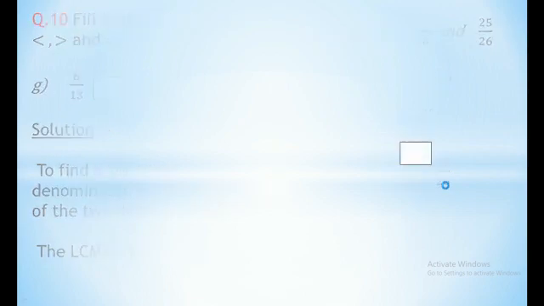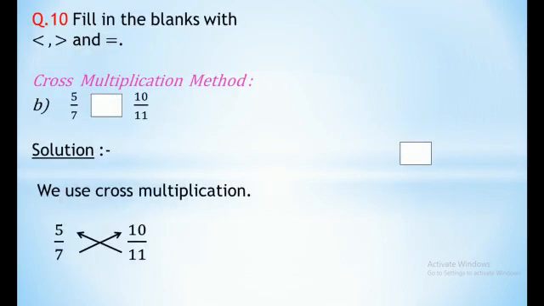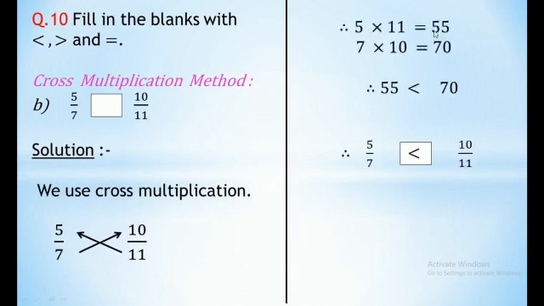Okay. Now we will move to another method for comparing numbers, that is the cross multiplication method. Here we have two fractions, 5 by 7 and 10 by 11. We will do cross multiplication. That means we will multiply 5 with 11 and we will multiply 7 with 10. See this, I showed cross multiplication here. Here 5 11s are 55 and 7 multiplied by 10 is equal to 70. By comparing 55 and 70, we get that 55 is less than 70. If 55 is less than 70, that means 5 by 7 is also less than 10 by 11.